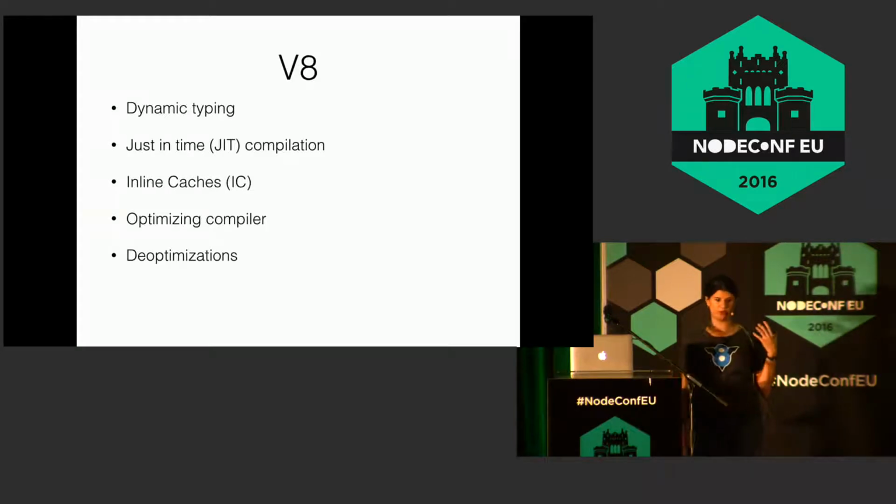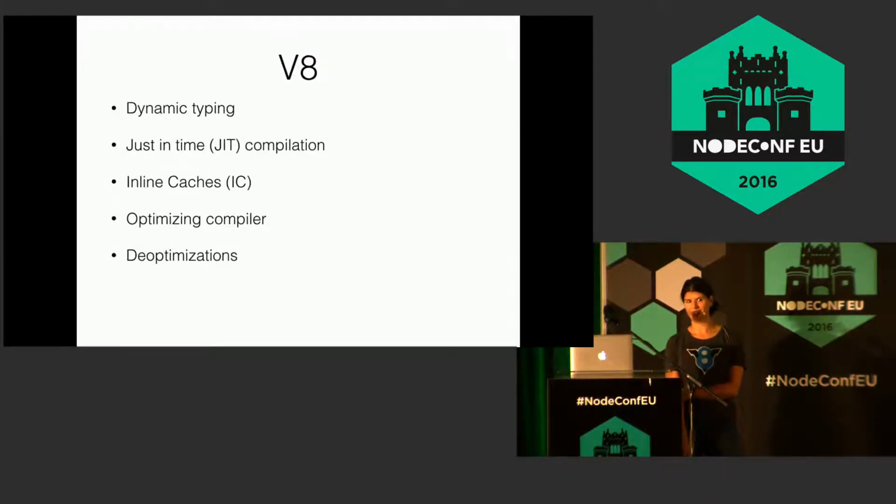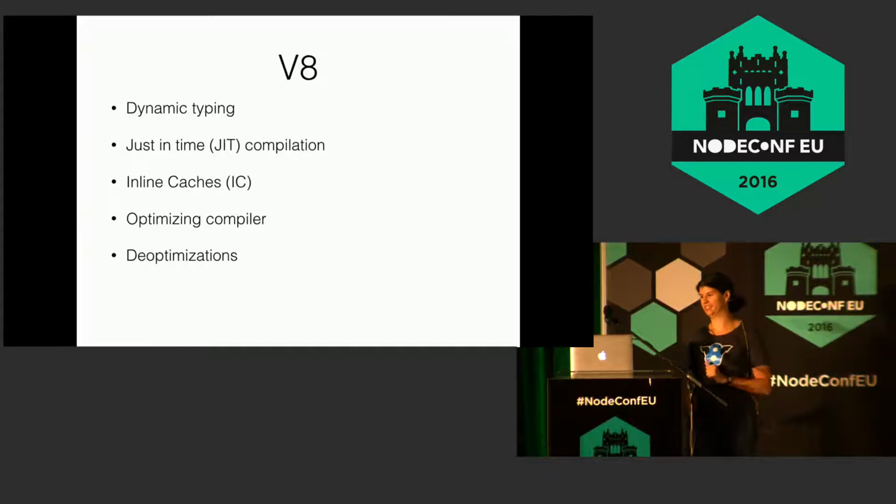In order to talk about profiling, a few profiling tools, and why this optimization is failing, we have to look at several V8 concepts. So we're looking at dynamic typing, just-in-time compilation, inline caches, the optimizing compiler, and de-optimizations. I hope you bear with me. It's going to be a little technical.